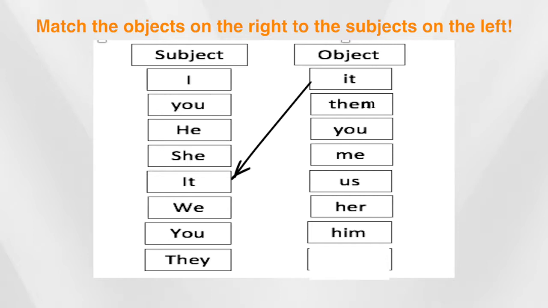Okay, now moving on. What is the subject of the object them? It is the subject they, right? Okay, so the subject of the object them is they. So, they, them. Cool. Now moving on to the next one.